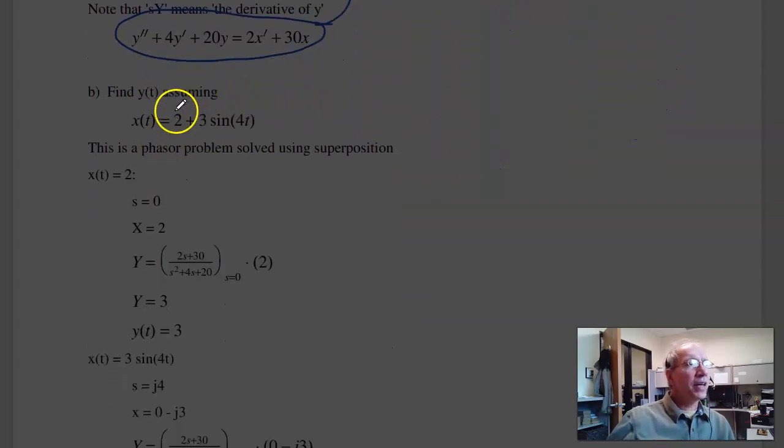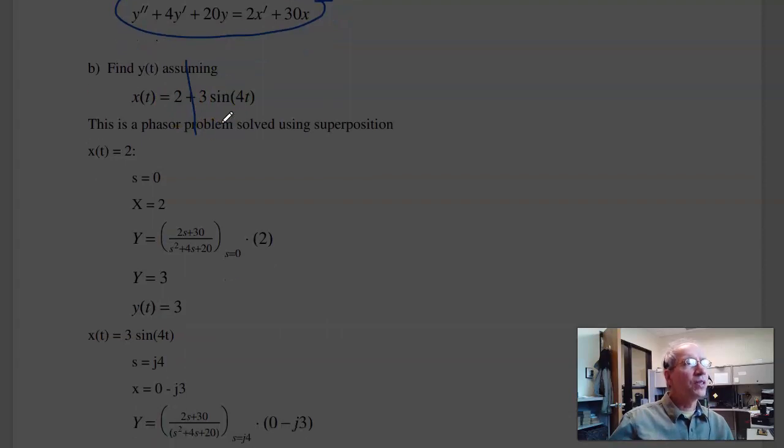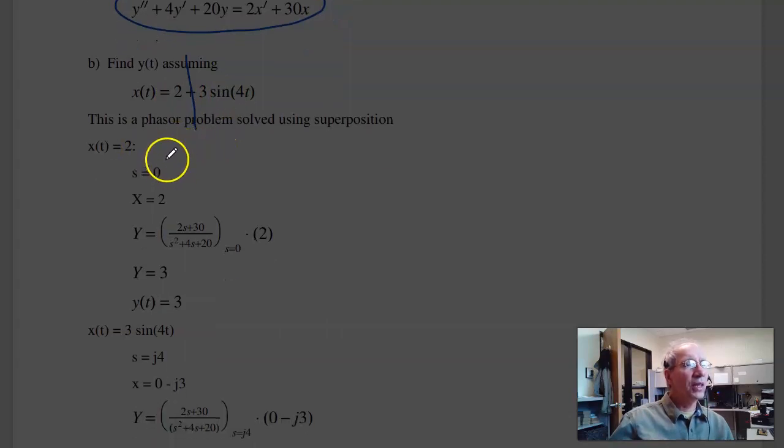Suppose I have x of t is 2 plus 3 sine of 4t. I can use superposition to treat this as 2 separate problems. If x of t is 2, find y. If x of t is 3 sine of 4t, find y. Then by superposition, the total answer will be the sum of the two. So starting out, if x of t is 2, s equals 0, again everything is e to the st. If I have a constant, s equals 0, e to the 0 is 1. X is 2. This is the gain everywhere.